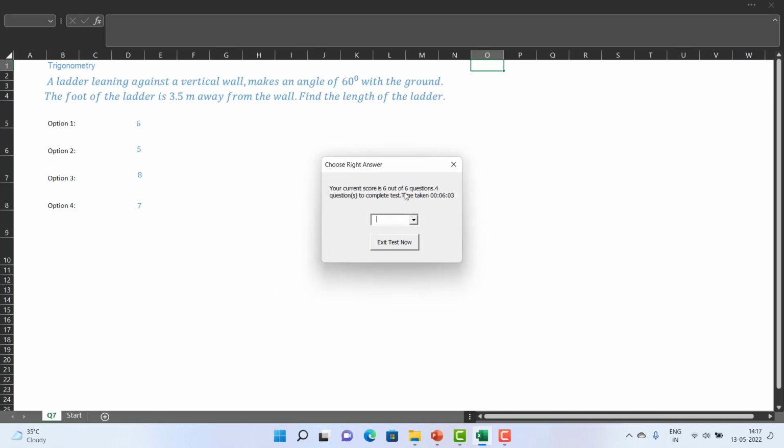Bravo. A ladder leaning against a vertical wall makes an angle of 60 degree with the ground. The foot of the ladder is 3.5 meter away from the wall. Find the length of the ladder. So cos 60 is sin 30, that is 1 by 2. And cos 60 is equal to adjacent side by hypotenuse, that is AB by AC. We want to know AC, that is the length of the ladder, that is equal to 3.5 into 2, that is 7 meter. Therefore, option 4 is the correct answer.